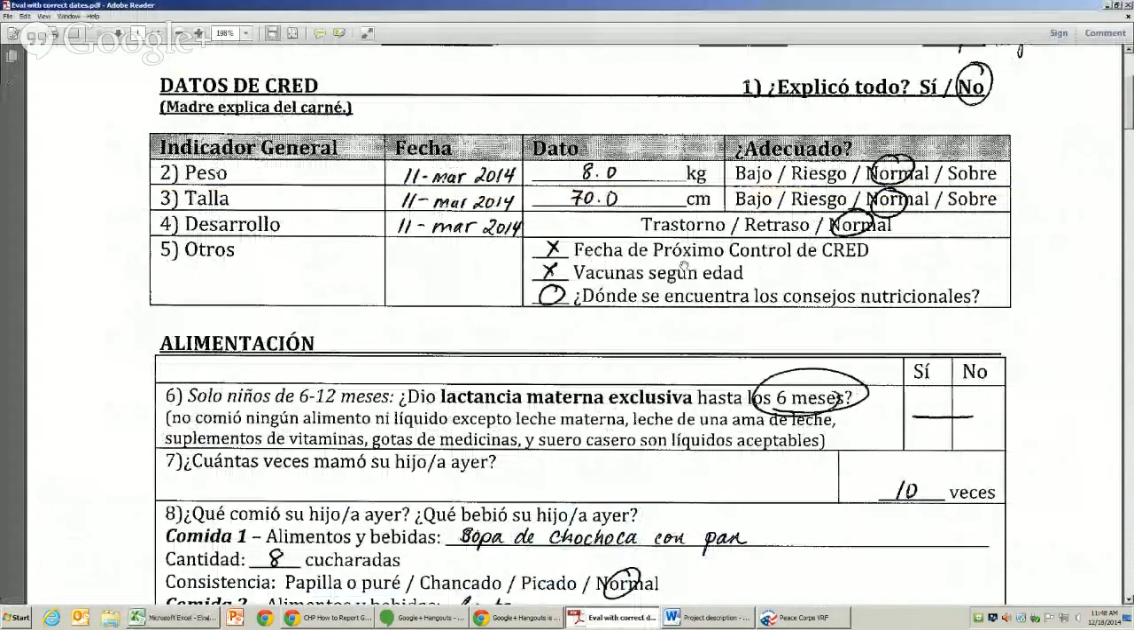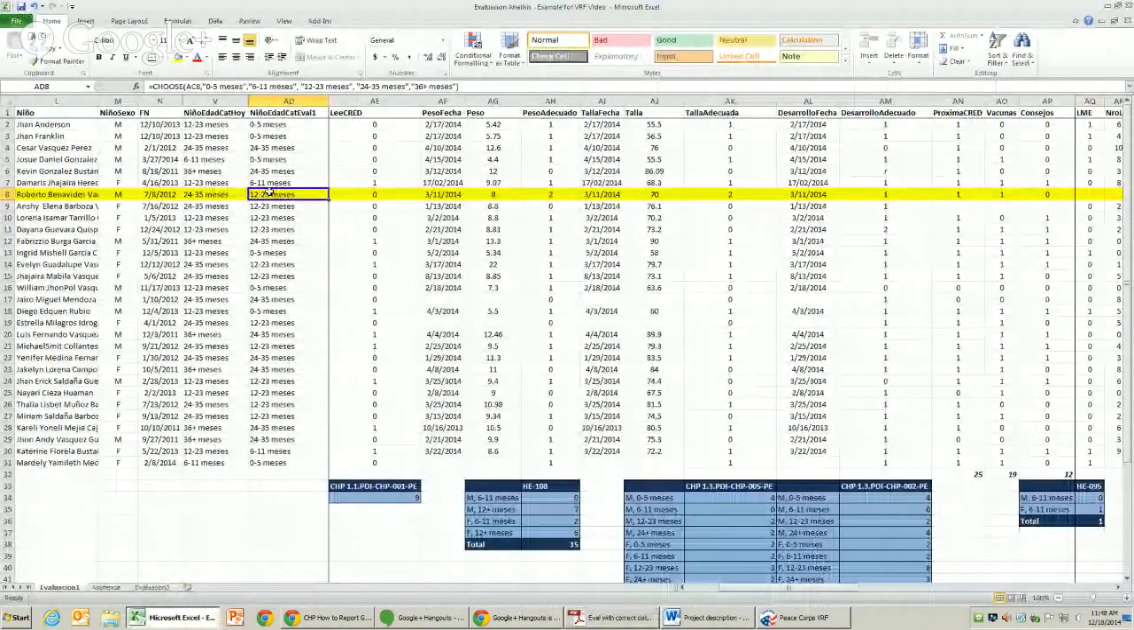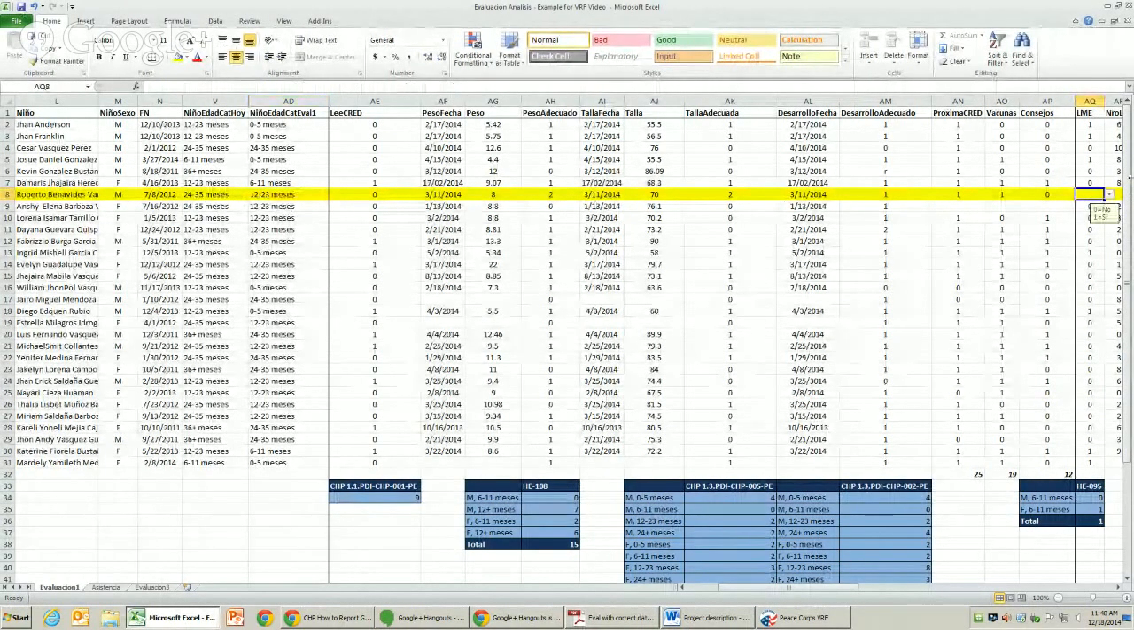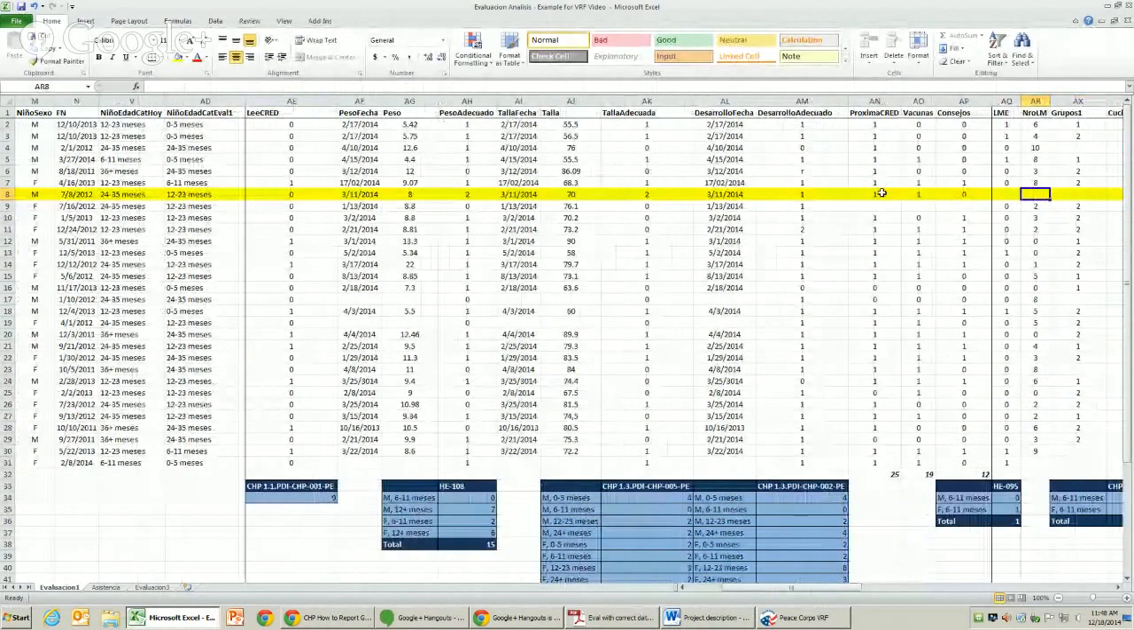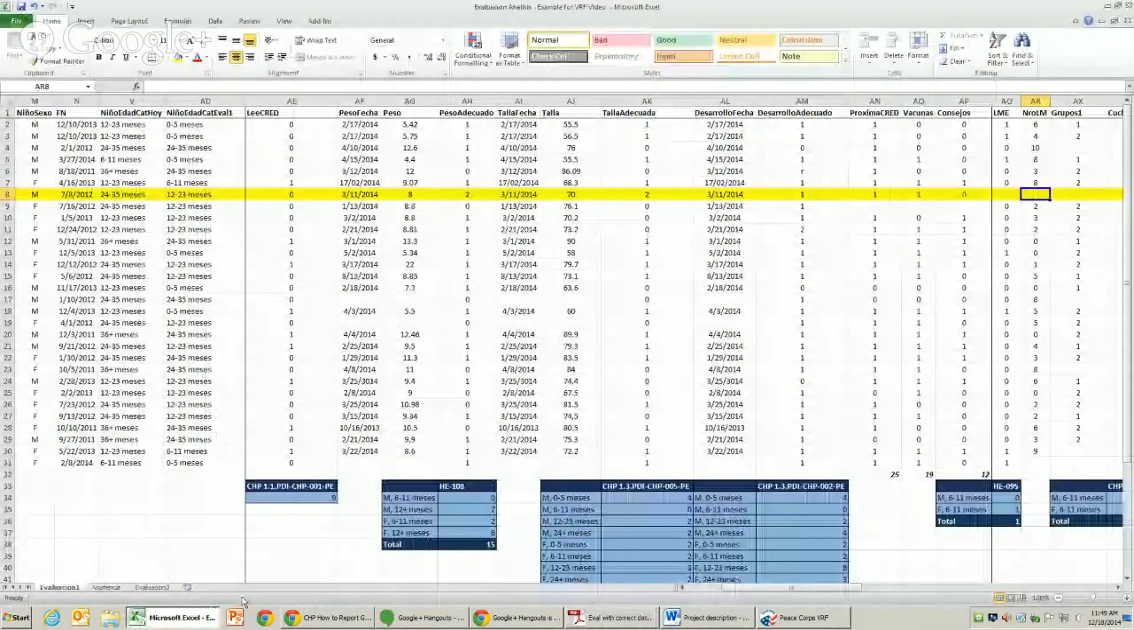So this is for children like 6 to 12 months if you worked with them before they were 6 months old. So this one wasn't filled out because, as you can see here, the category of the age of the child at the time of the first evaluation was already over 1. So this volunteer didn't work with that child when they were under 6 months old. We'll leave that one blank. Number of times they got leche materna in that day was 10.